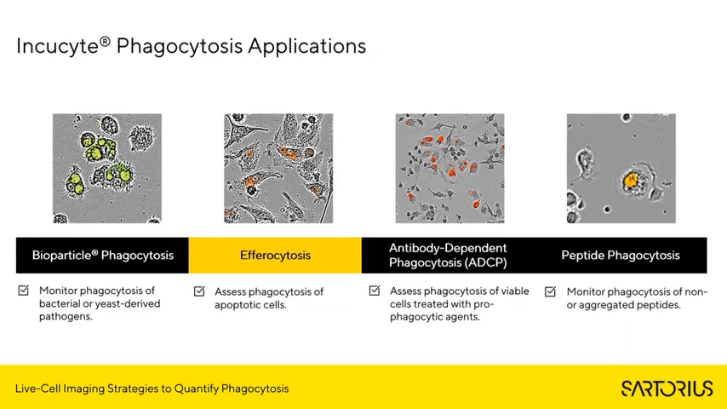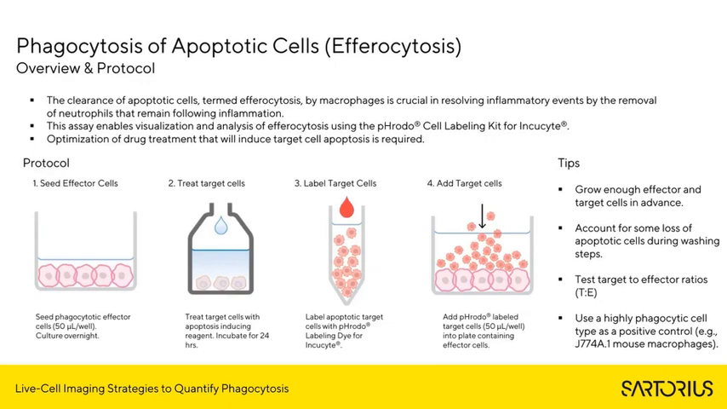The clearance of apoptotic cells, termed phagocytosis, by macrophages is crucial in resolving inflammatory events by the removal of neutrophils that remain following inflammation. Phagocytosis also prevents the development of chronic inflammation in disease and can remove apoptotic tumour cells following anti-cancer treatment. This assay enables quantification of phagocytosis using the Frodo cell labelling kit for Incucyte and your choice of target and phagocytic effector cells.